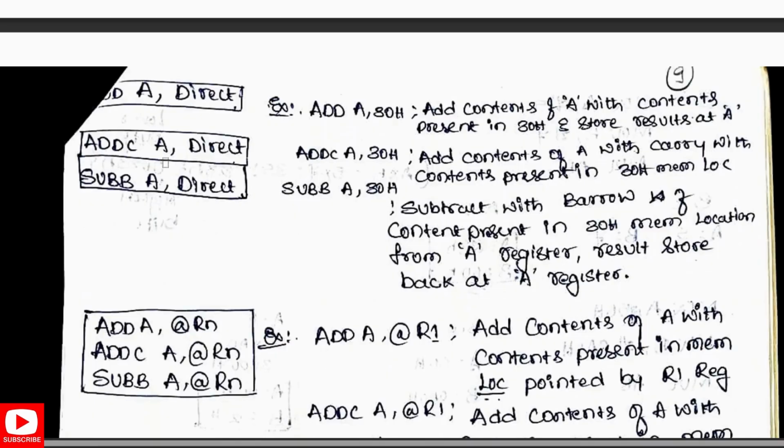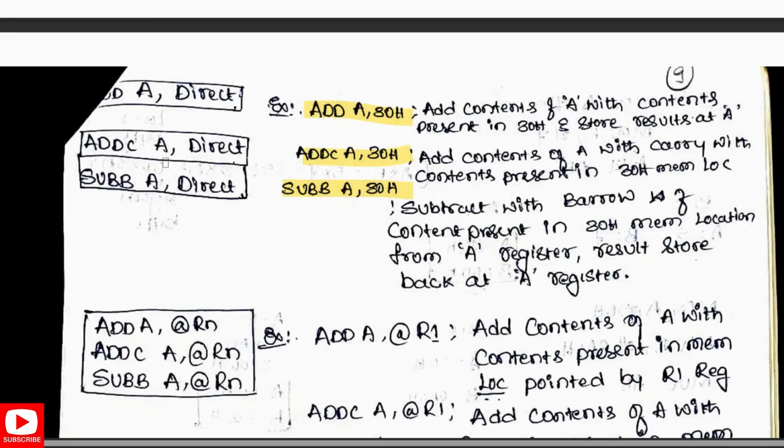ADDC means you have to include the carry also. Add the contents of A with the carry along with the contents present in 30H. SUBB A comma 30H: here it subtracts, with borrow, the content present in the 30H memory location from A, and then the result gets stored back to A.